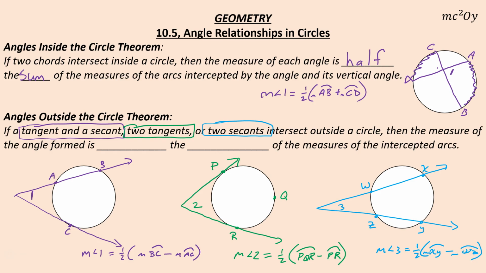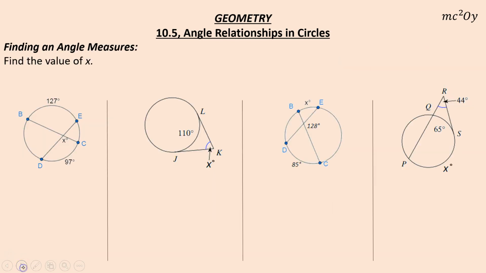Okay. Hey, we didn't even finish the statement. Then the measure of the angle formed is, hopefully you know it now, 1/2 the difference of the measures of the intercepted arcs. Okay, so we have a sum situation where the angle's inside. We have a different situation where the angle's outside. Let's go ahead and look at some problems here.